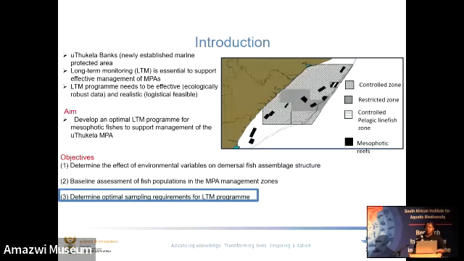The objectives were to determine the effect of environmental variables, namely depth, benthic habitat, and relief, on fish assemblage structure, and also to develop a baseline assessment of fish populations among different zones of the marine protected area. The focus of this presentation is on the third objective, which was to determine the optimal sampling requirements for an LTM program.